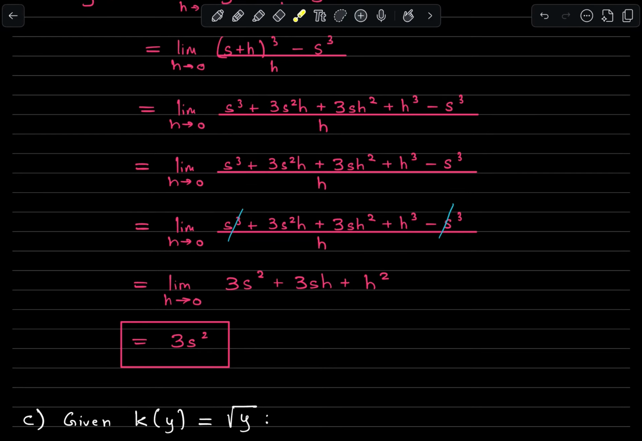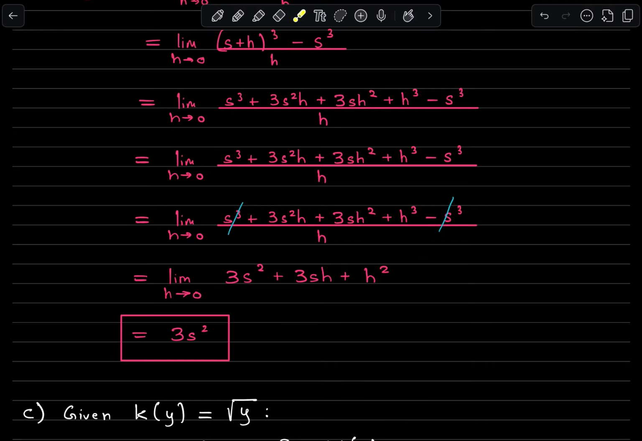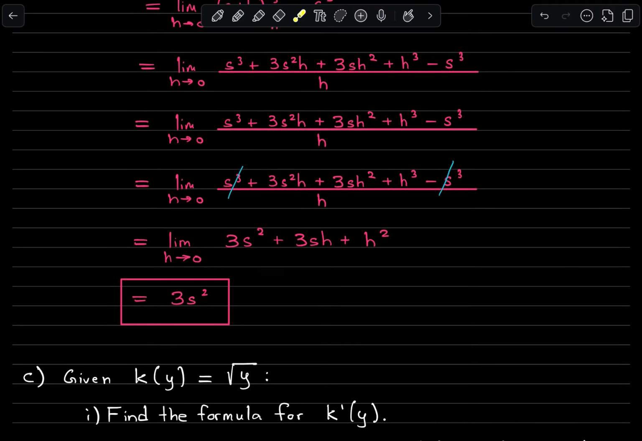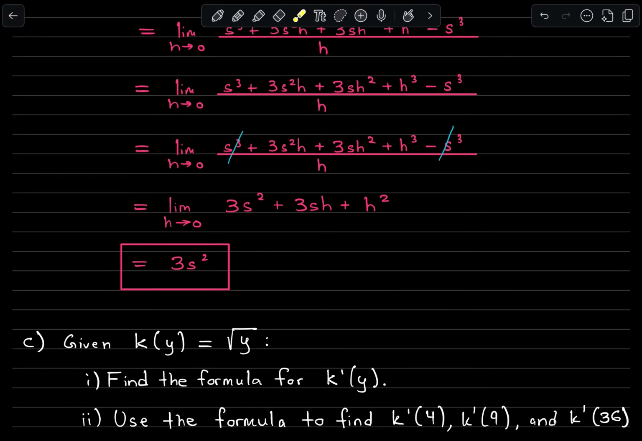Now let's take a look at the case where we have a square root in our function. For this one, one of our techniques from before, when we're dealing with limits, is going to have to come back to help us simplify this. So first we're going to try to find the formula for k prime of y, and then we're going to use the formula to find k prime of 4, k prime of 9, and k prime of 36.